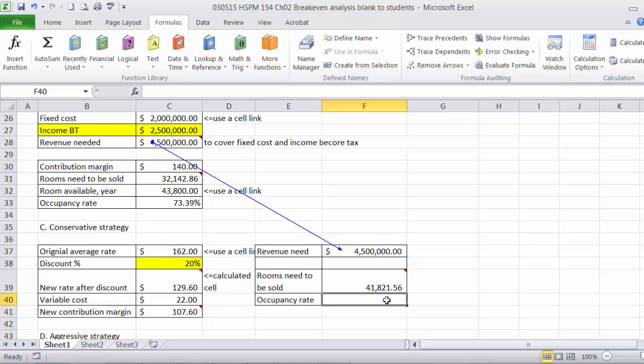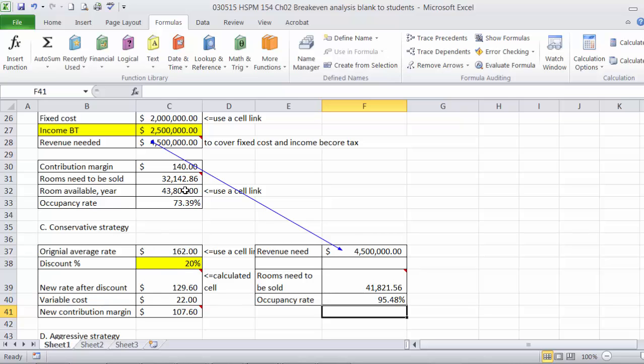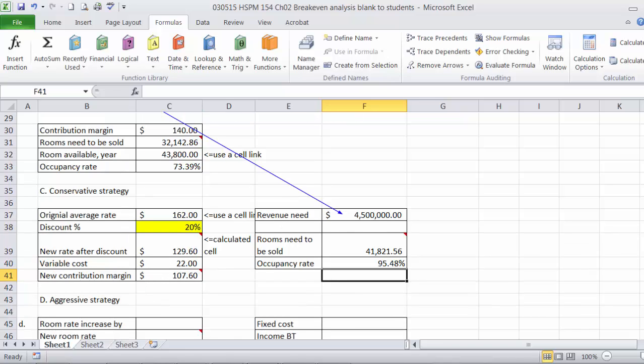Then what's the rooms available? What's the new occupancy rate? So we take the rooms needed to be sold, then divide by rooms available. So if we only reduce the rate by this much, we need to sell more rooms.